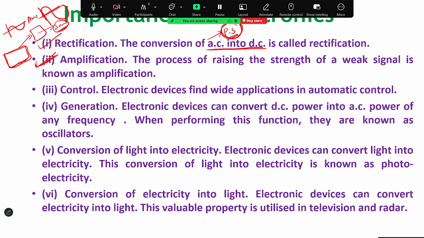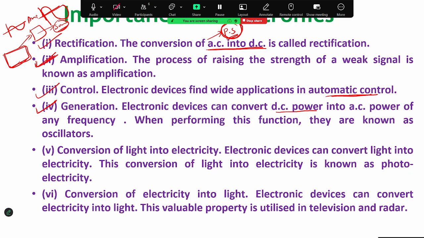In communication also we use amplification to amplify signals. And control: we use electronic devices for automatic control in refrigerators or ACs. And for generation: if you want to convert DC power to AC power, you have oscillators, which generate the AC power. Those are DC to AC generators.